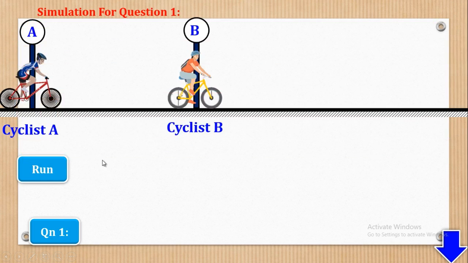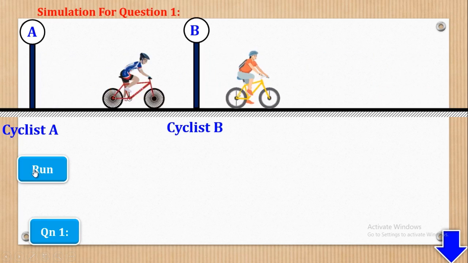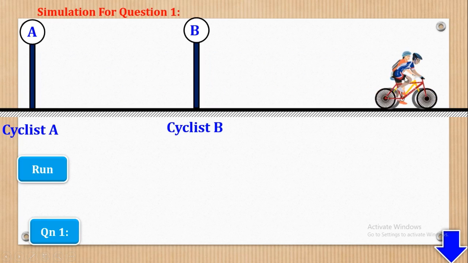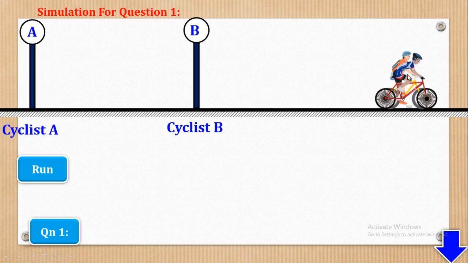So let's see how the simulation is. Now let's run our simulation and see what happens. I think you realize that at a certain point, cyclist A will overtake cyclist B. He will overtake cyclist B at this point, and let's call that point C. So with that simulation, we can now come up with a sketch of what has happened.